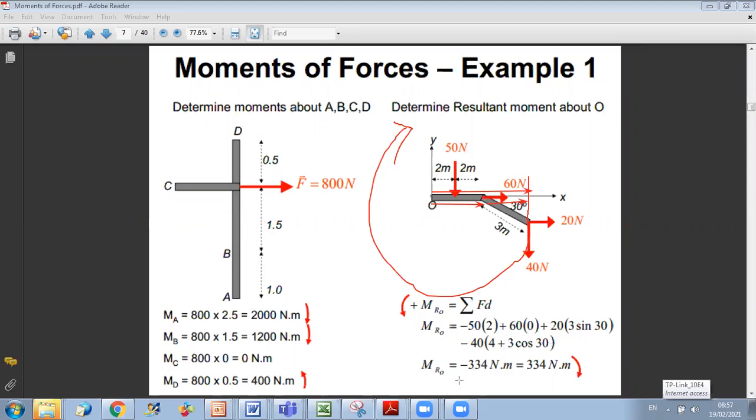When I do the summation, I get minus 334 Newton meter. Since I got a negative result and I consider that the counterclockwise is positive, this means that my resulting moment is in the clockwise direction. So I can remove the minus but put close to my value the actual direction, which is the clockwise direction.